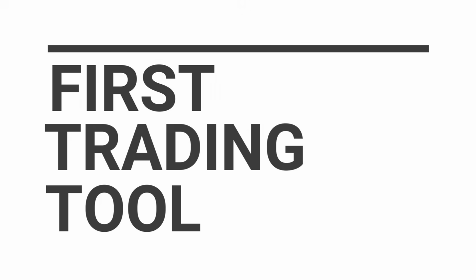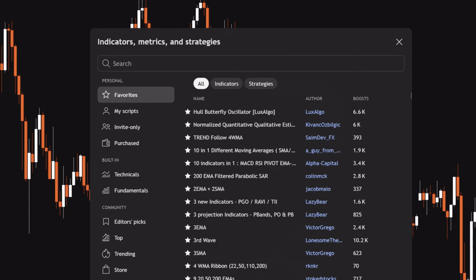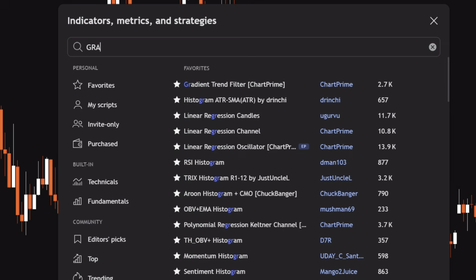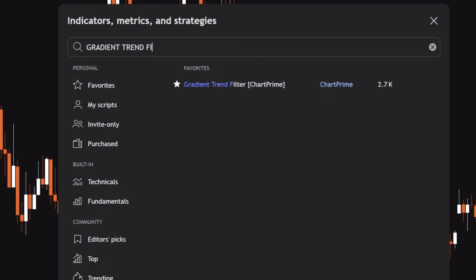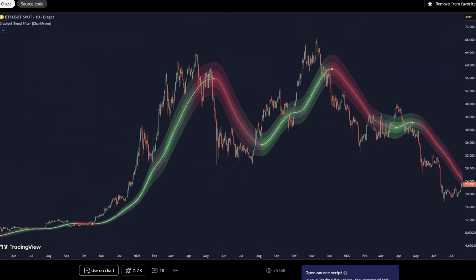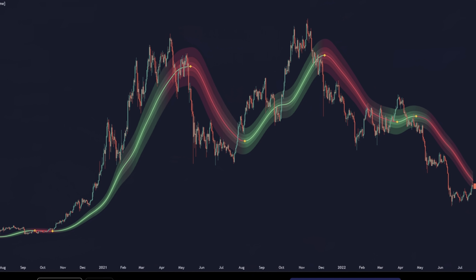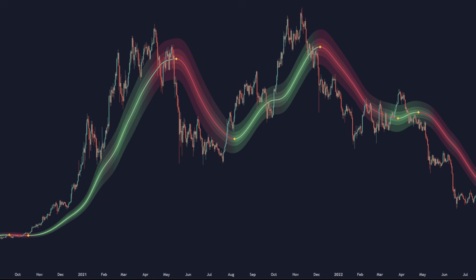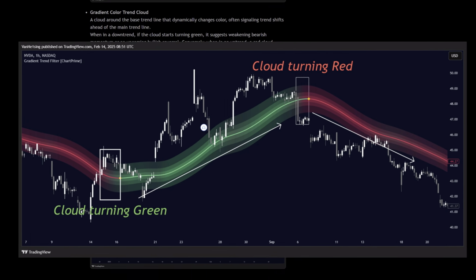The first indicator is called the Gradient Trend Filter by ChartPrime. Think of it as a visual map of trend condition. Instead of focusing on individual candles, it helps you see the bigger picture. The indicator creates a trend ribbon surrounded by a gradient cloud. As market conditions change, the cloud changes color.